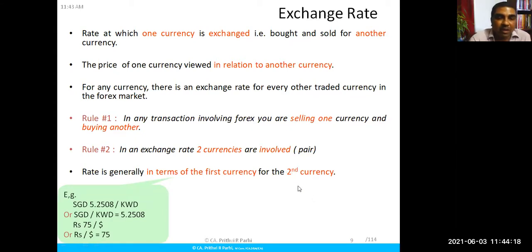Yeah, and one more concept also I had told you. In any exchange rate, when you talk about an exchange rate, two currencies are involved. Okay, suppose we are buying rupee for dollar.